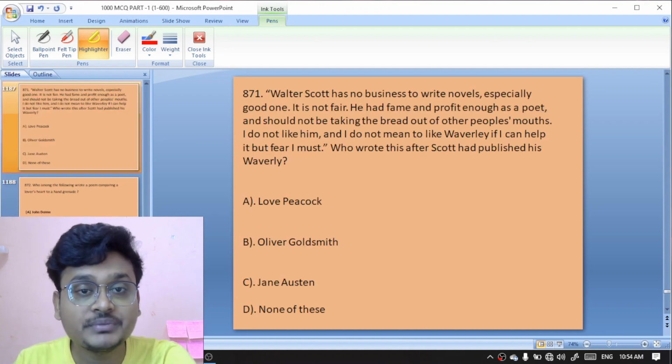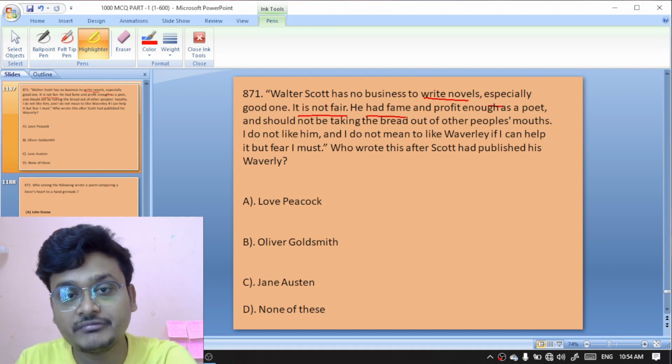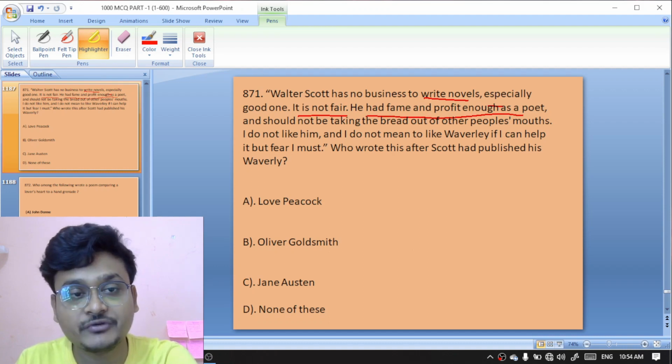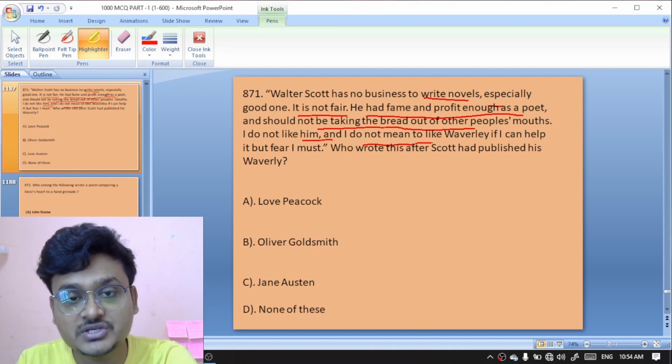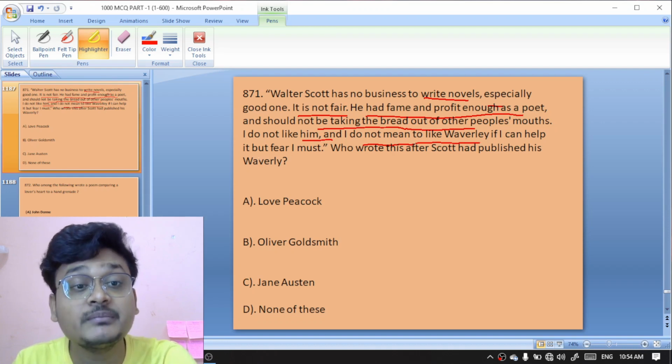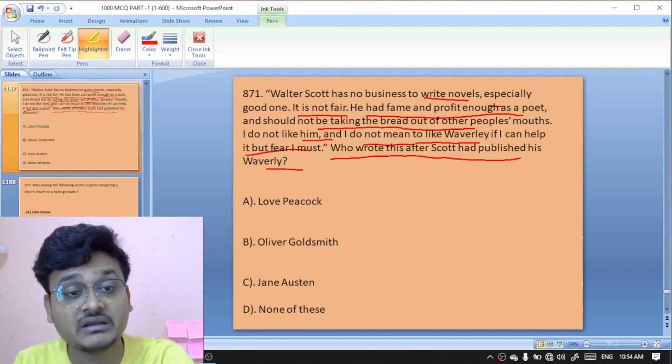Walter Scott has no business to write novels, especially good ones. It is not fair. He had fame and profit enough as a poet and should not be taking the bread out of other people's mouths. I do not like him. I do not mean to like Waverley if I can help it, but fear I must. Who wrote this after Scott had published his Waverley?